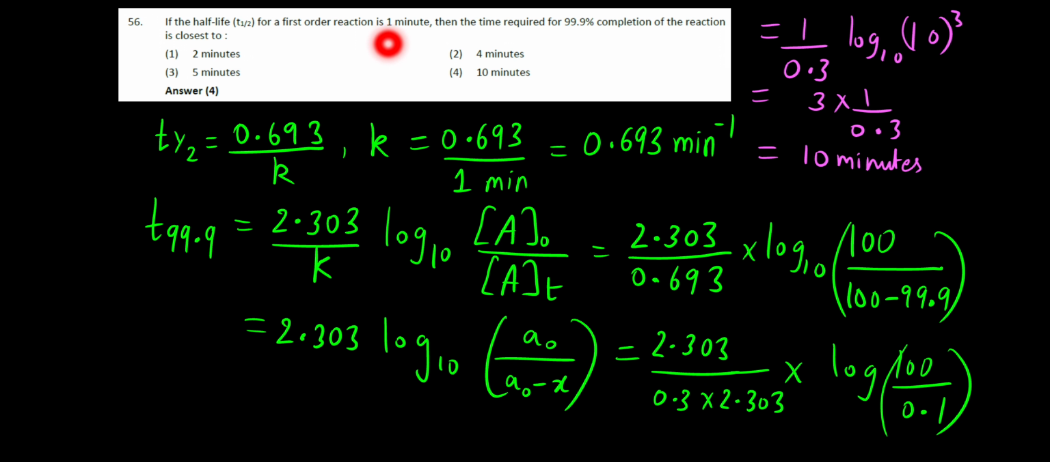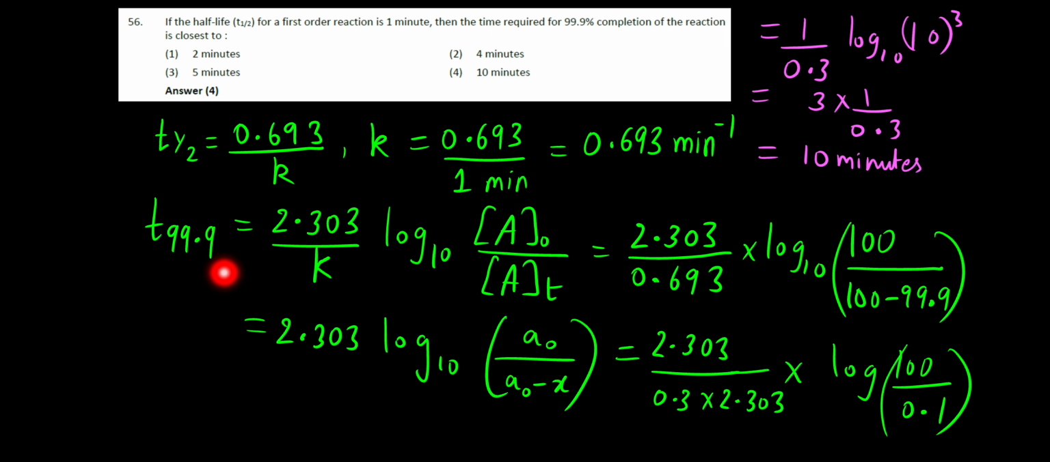Next, the half-life is 1 minute. So the time required for 99.9% completion would be how much? T half is given, that is 0.693 by K. So from this we can calculate the value of K, that comes out to be this much.